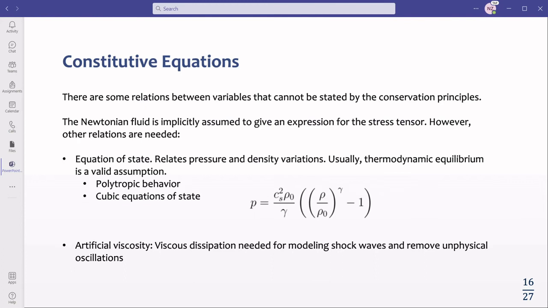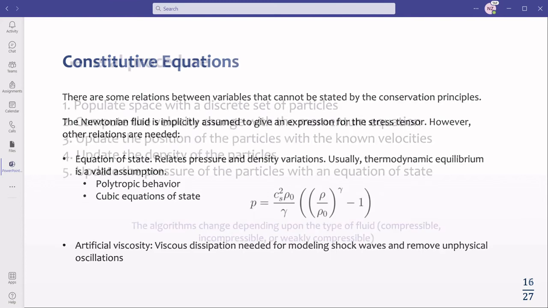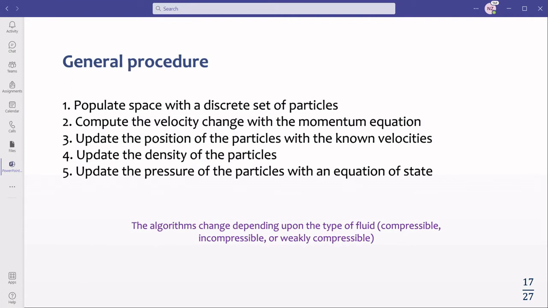Well, finally, sometimes we need to include artificial viscosity. Viscous dissipation is needed to model shock waves. This is beyond the topic we want to talk about here. But the point is, and this happens with all the methods, we need to be sure what our application is to come up with some constitutive equations. This one in particular is for fluid flow. Well, finally, we have a general procedure.